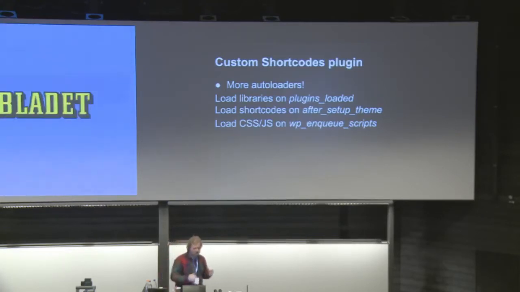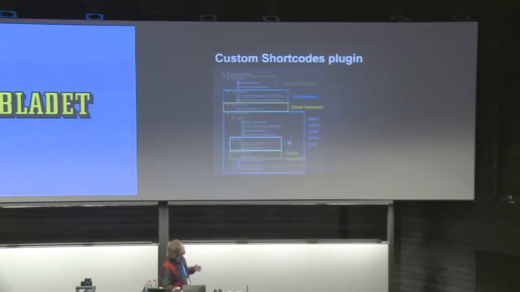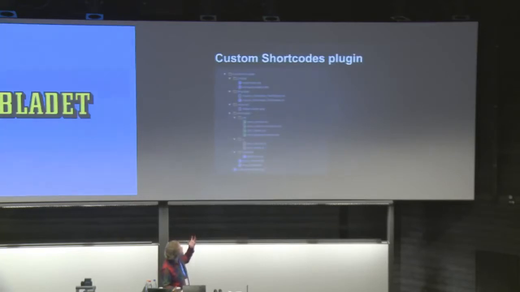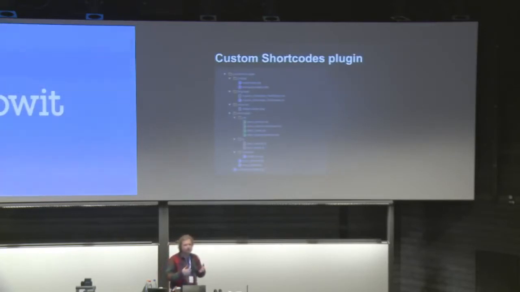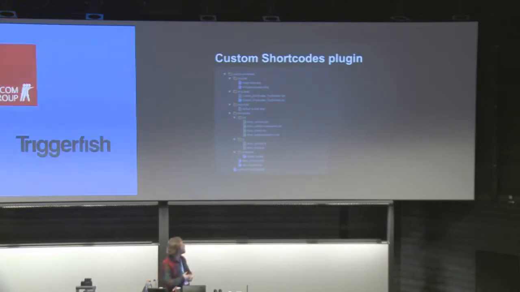And this is again very nice because when we want to create a new shortcode, we don't actually have to enqueue stuff. We just drop a CSS file in the CSS folder. We drop a JavaScript file in the JavaScript folder. And we drop in our shortcode as a PHP file, and everything gets included automatically. So it simplifies the creation of shortcodes.